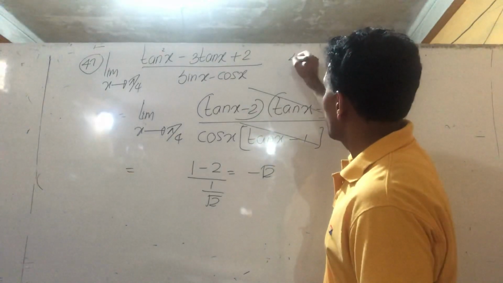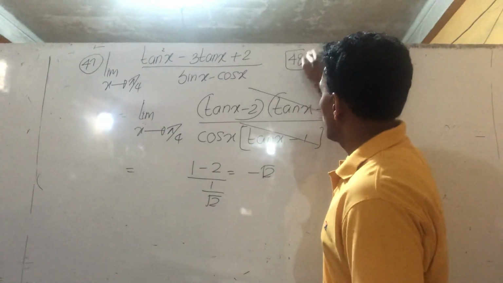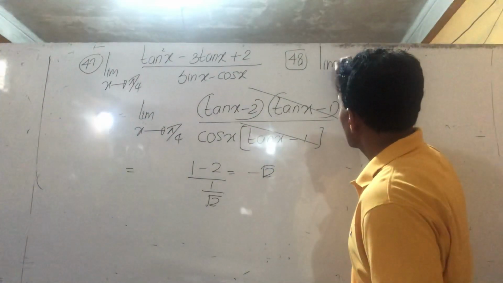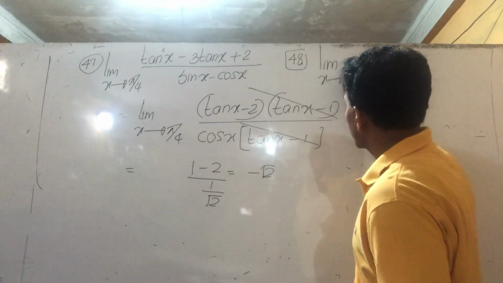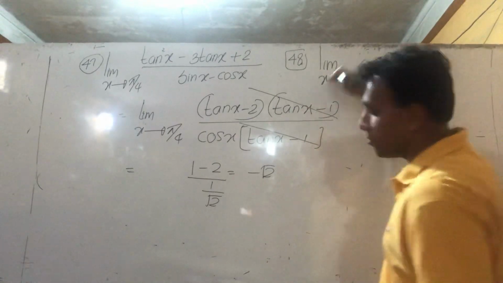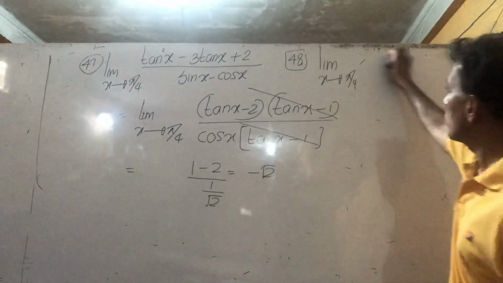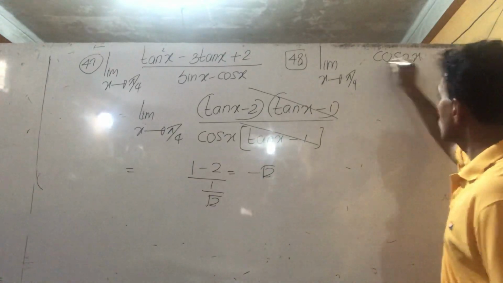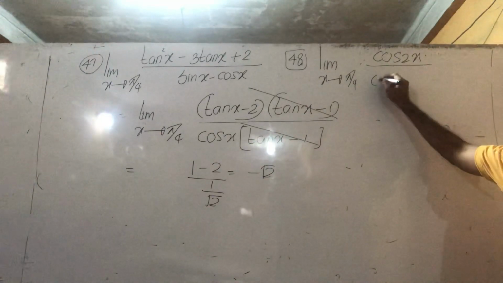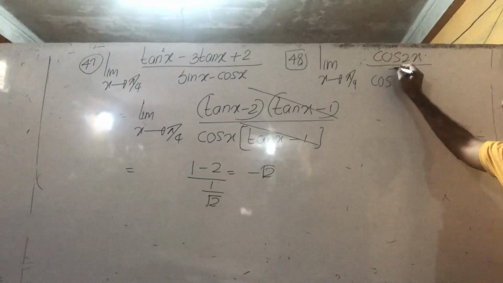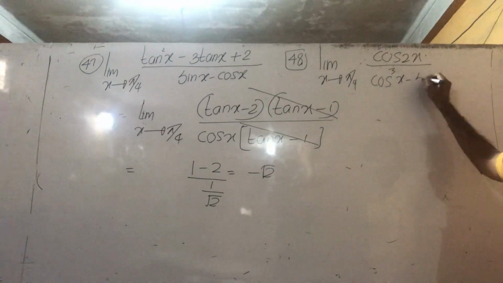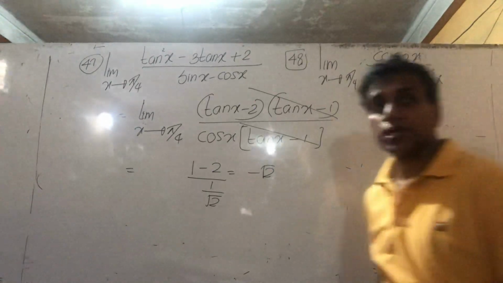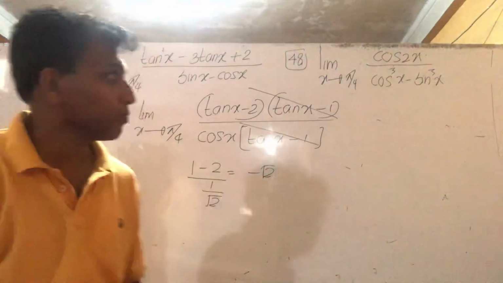Okay, next question 48. Problem 48. Limit x approaches pi by 4 of cos 2x over cos cube x minus sin cube x. Cos cube minus sin cube.